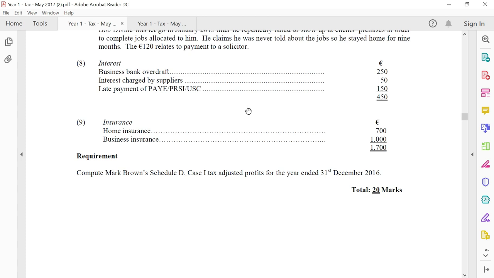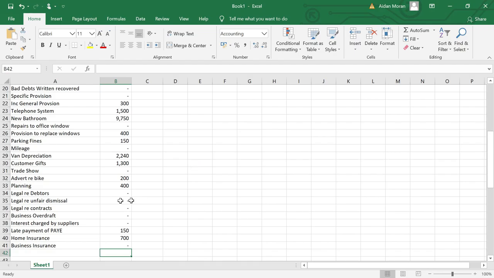Note number 9, home insurance and business insurance. I'm going to assume that the home insurance is not allowed. I might want to know, does he work from home 10% of the time, and therefore I might allow him 10%, but I've got no such information. So I'm going to allow the business insurance of €1,000 and disallow in full the 700 home. So my home insurance is added back, my business insurance is fully allowed.